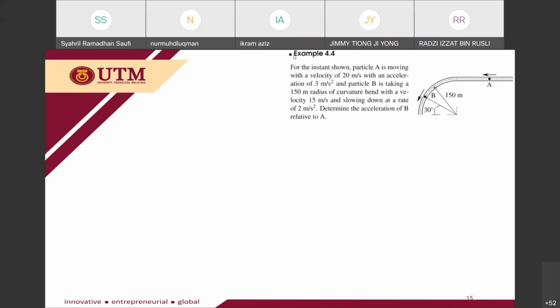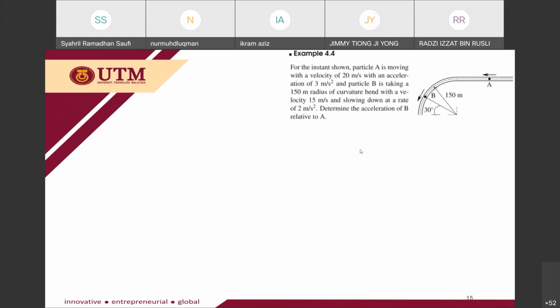Okay, guys, so let's continue to example 4.4. I hope everyone is already here now. All right, so example 4.4 is actually for the acceleration analysis.